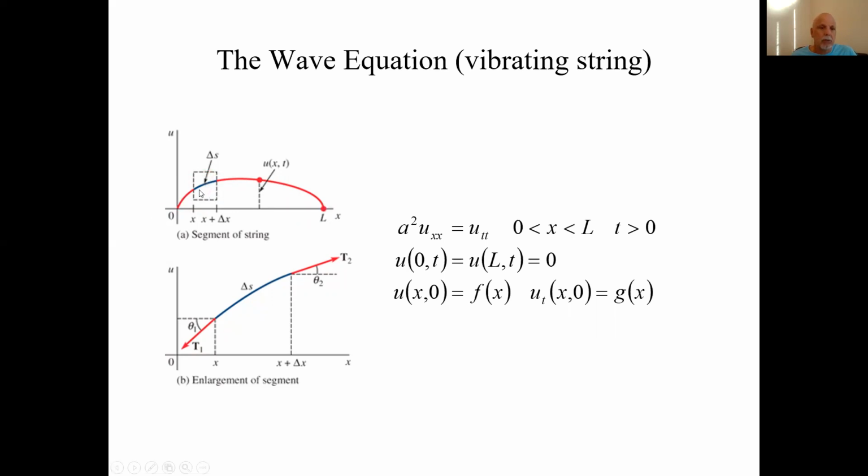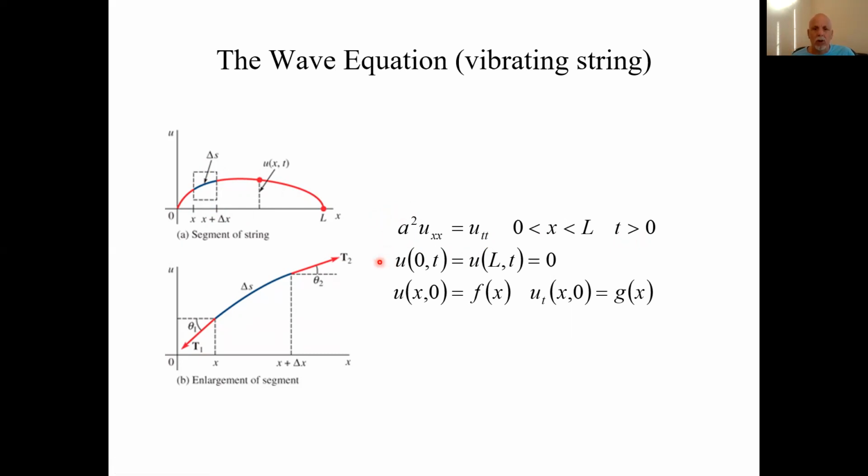So we're assuming no motion in the x direction. This string has the same density everywhere and the same mass per distance along x. Anyway, if you did all that and derived the physics of it, you would get this partial differential equation, where x is between 0 and L. We're only worried about time from time 0 and up.